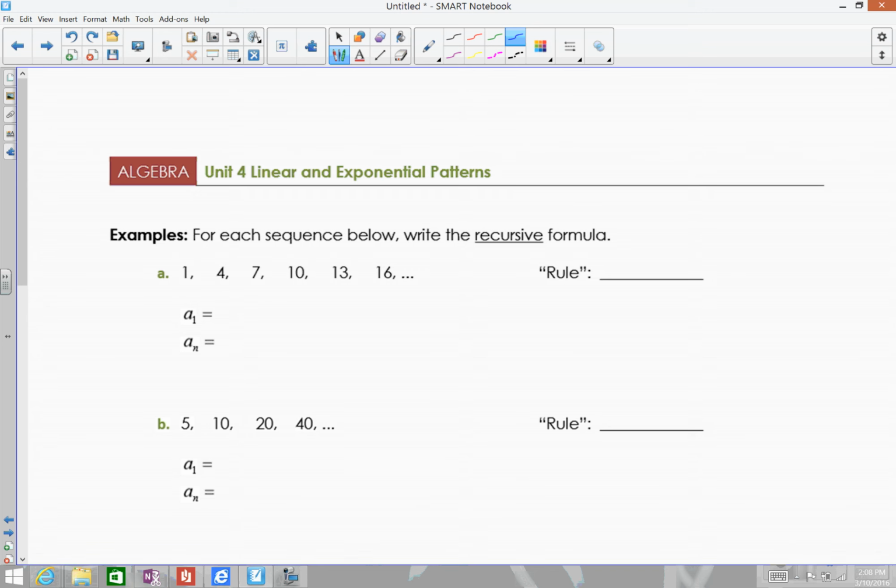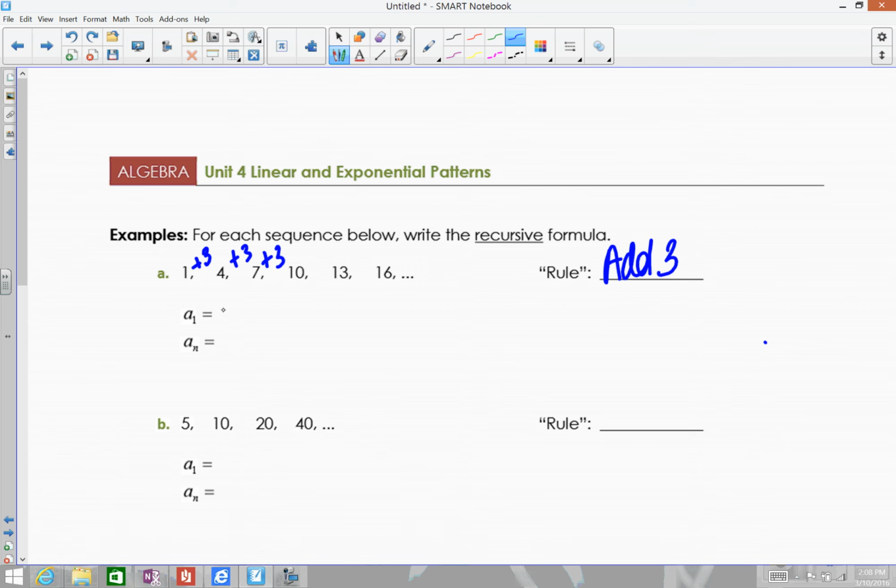So if I look at this, I see that it's a plus 3 pattern. So I'm adding 3. So it tells me, yes, it's arithmetic. So the rule is you're adding 3. So if we want to come up with the recursive equation, I'm not going to use the explicit formula. I'm going to be using this adding 3. That's what the rule is. That's what recursive means. What are you doing to the previous term?